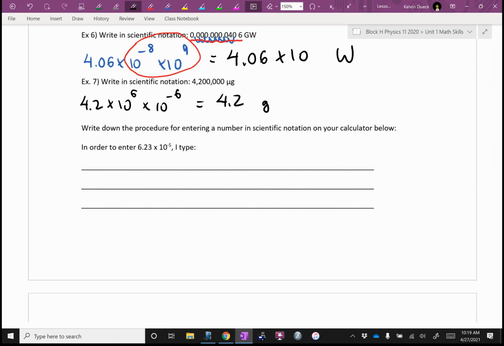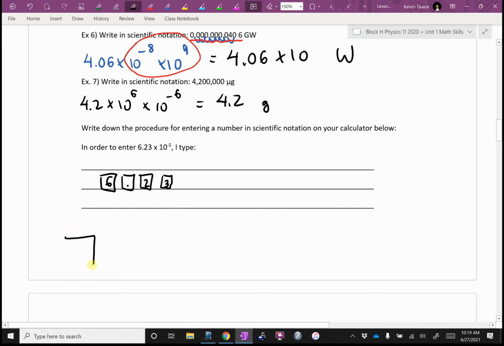So first of all, write this down. In order to enter this into your calculator, you will hit the 6. Put a little box around it so you know it's a keystroke. You will hit the decimal. You will hit the 2. You will hit the 3. And then it's going to vary from calculator to calculator.